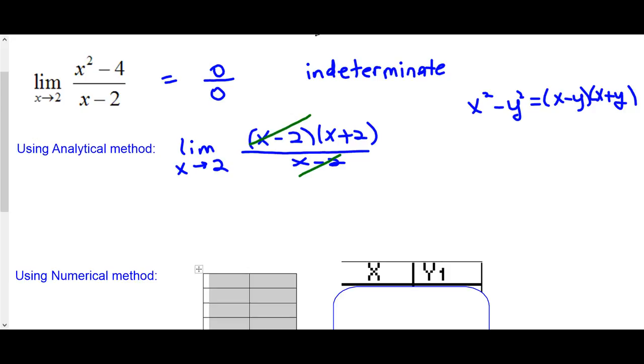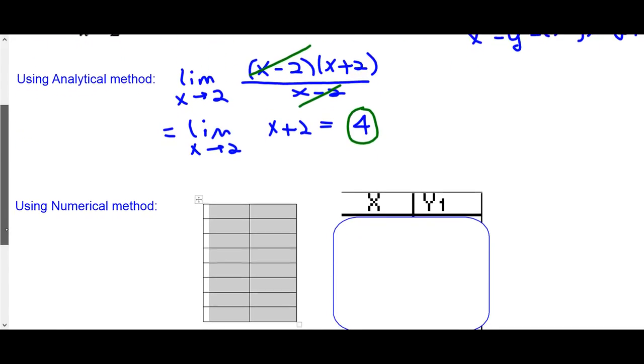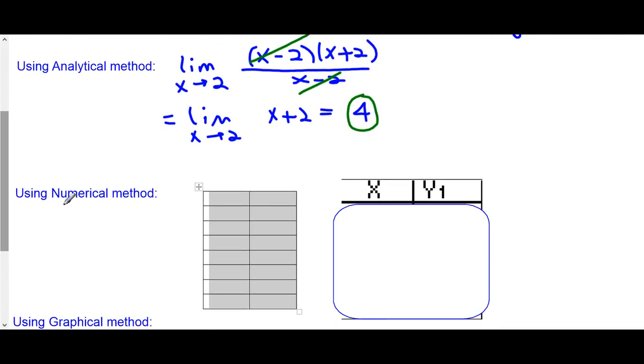And at that moment, take the limit as x goes to 2 of x plus 2. That means substitute the 2 in and you get a 4. So we got rid of the indeterminate case and now we have an answer. So the answer to the original limit question is 4. Now that approach, while it's pretty efficient, doesn't really tell you what's happening behind the scenes. Sometimes it's good also to look at a numerical approach or even a graphical approach.